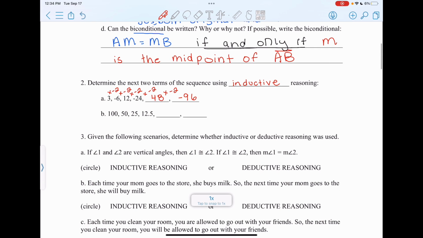Next in B, I go from 100 to 50 to 25 to 12.5. And so it looks like I'm dividing by 2 each time. So 12.5 divided by 2 will be 6.25. And 6.25 divided by 2 will be 3.125.